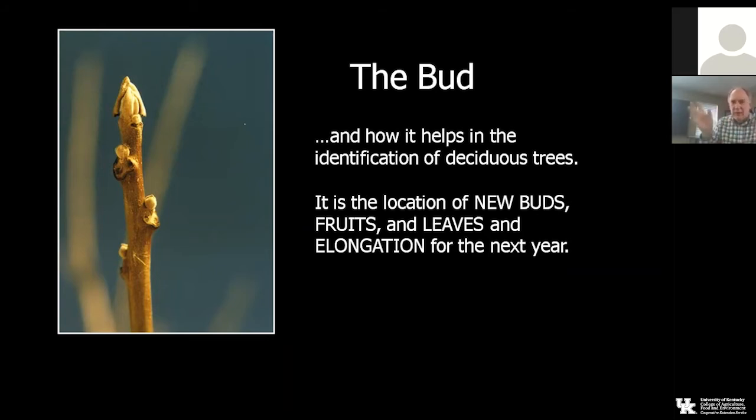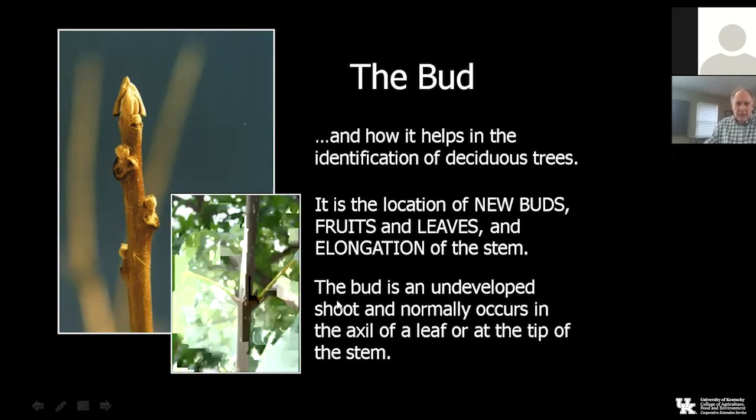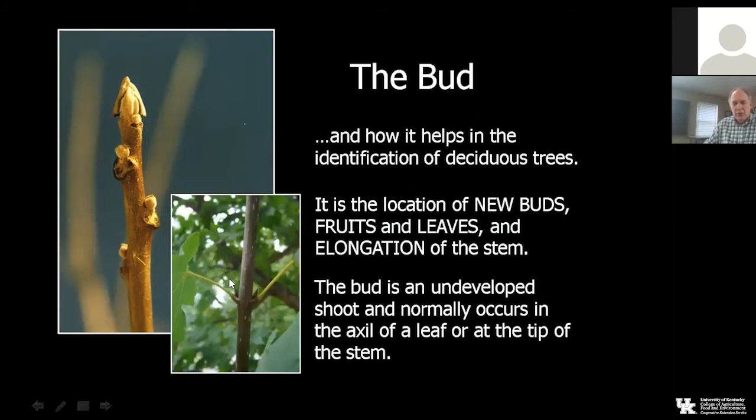But shortly after the leaves are out, they will form these buds, which will give you the characteristic that you need. But the power of this bud is it creates new buds for next year, creates the fruits for this year, it creates the leaves for this year, and it creates that elongation that tree needs to have to put its head up in the sunlight. So that bud is an undeveloped shoot, just like I said: fruits, leaves, and elongation. It occurs at the axis of the stem and the leaf right here. So that's where you look for the bud.